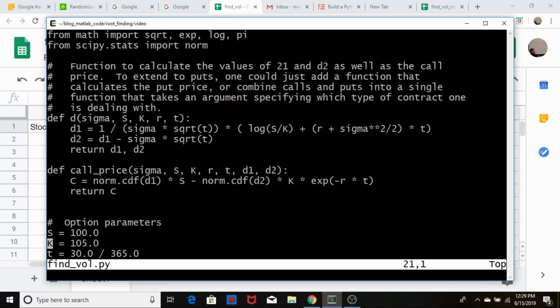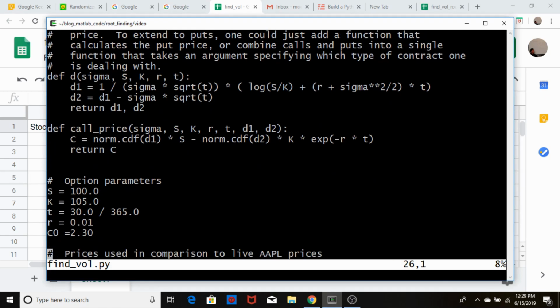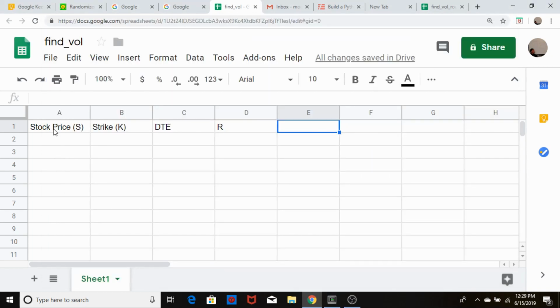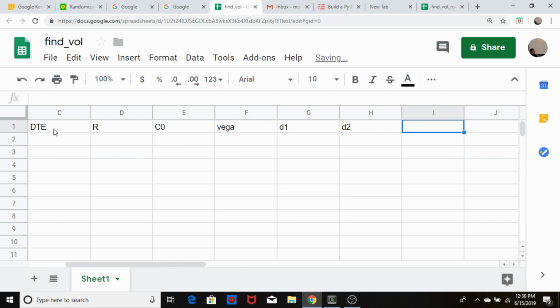What else are we going to need here? And the original price of the call. So we're going to call that C0. We're also going to need to calculate the derivative of the call price with respect to volatility, which is Vega. We're going to need our parameters D1, D2. We're going to need the call price from the Black-Scholes model. I'm going to call it call price BS, for Black-Scholes, and that's probably enough to get started here.